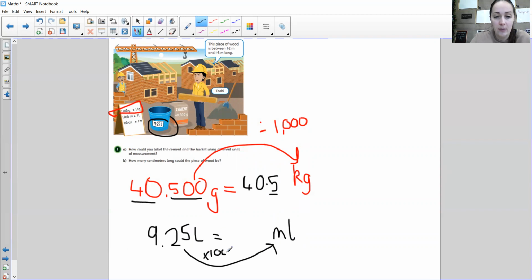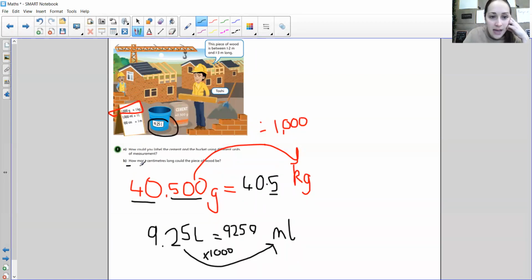Right, I'm going to try this one without my place value, Max. I'm feeling a bit more confident with my place value. Well, 9 times 1,000 is 9,000. So I think that's going to go in my 9,000s column. Then the 2 would be in my hundreds column. The 5 would be in my tens column. What do I need here then? I need a 0 in my ones column. So that would be 9,250 millilitres.